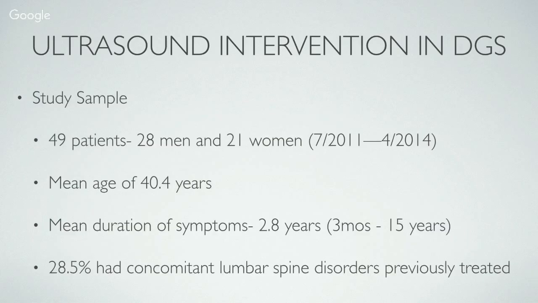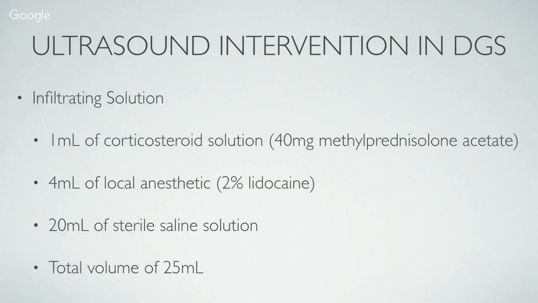So they had 49 patients, 28 men, 21 women, mean age of 40 years. This is a retrospective case series, patients with diagnosis of deep gluteal syndrome. They didn't have a control group. They looked at duration of symptoms, the pre-procedure and post-procedure visual analog scale scores, and the duration of the effects of the infiltration, like how long their pain relief lasted. They also looked to see if there were any subsequent medical events or adverse outcomes.